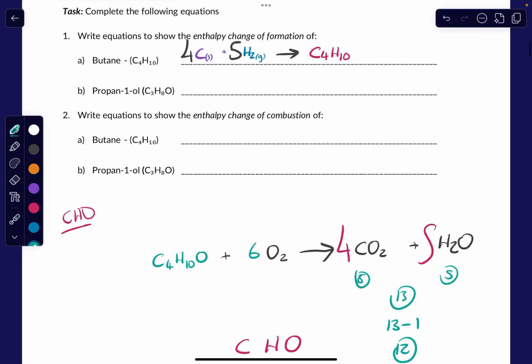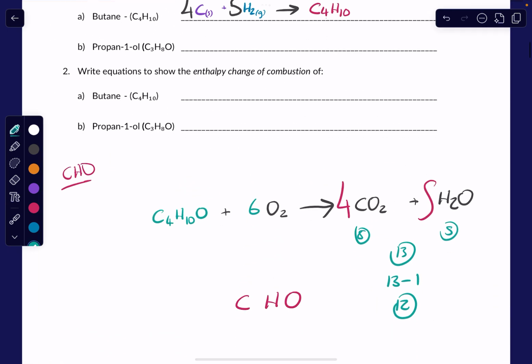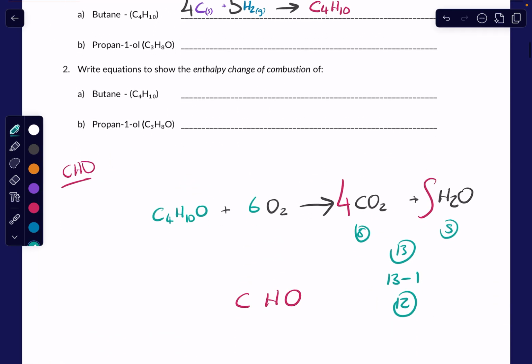What I'd like you to do is to have a go at doing propanol using that same method. I'll leave my working out here so you don't forget. But for butane, it's just standard CHO. We don't need to subtract anything.